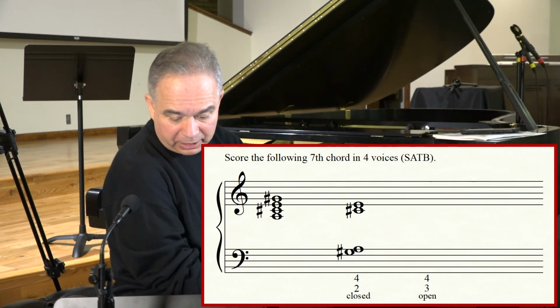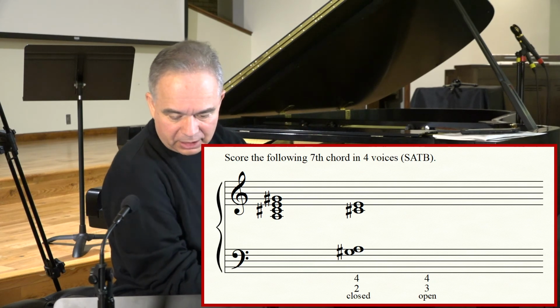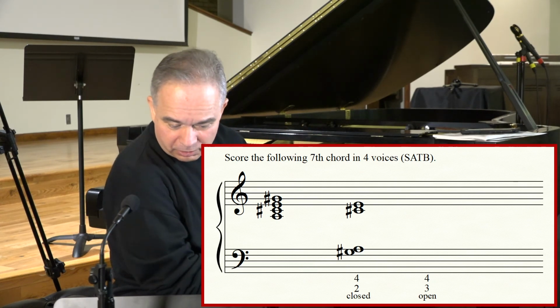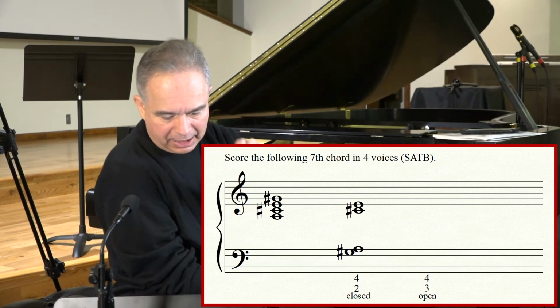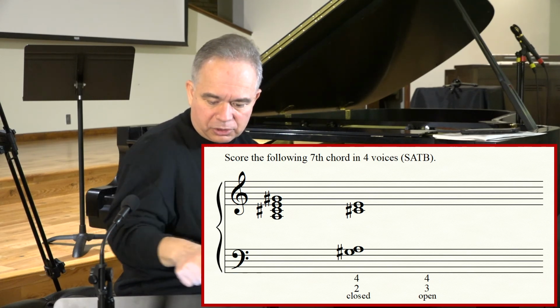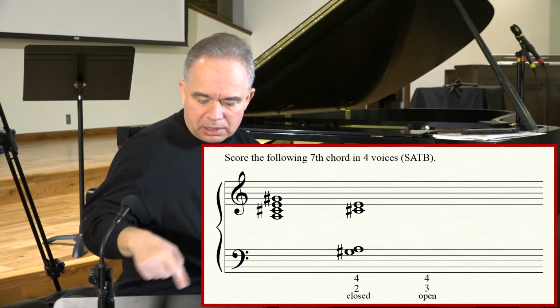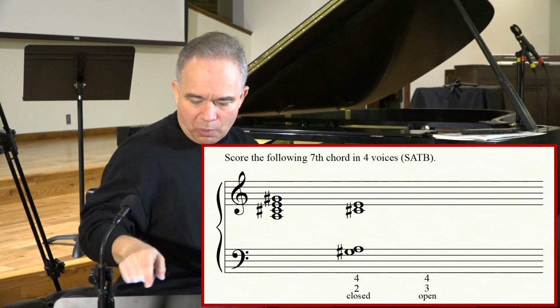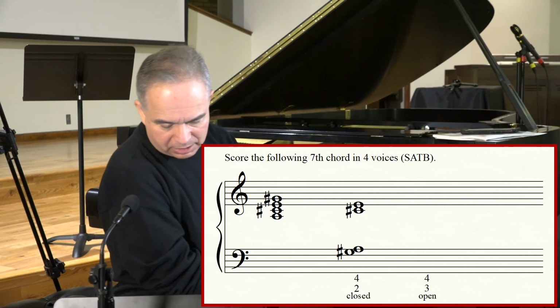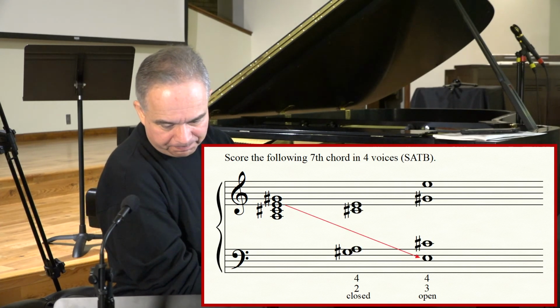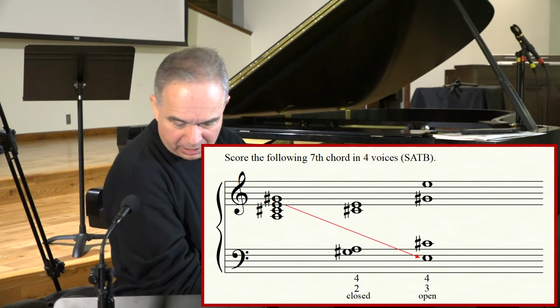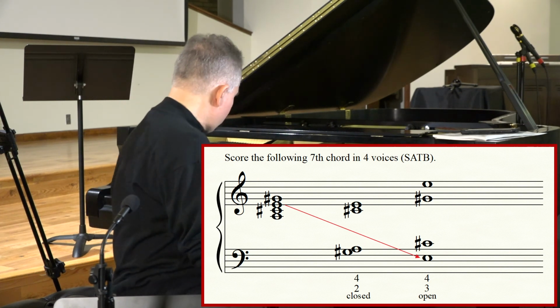A 4-3 in open position. 4-3 again, it's the second inversion. What needs to go in the bass? It's the fifth, the E. All right, so E needs to go in the bass, and then space the other three voices openly on top. And this is the solution that I came up with. You can see the E moves to the bass, and I came up with this.